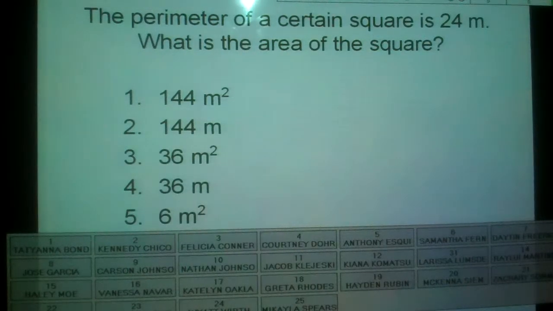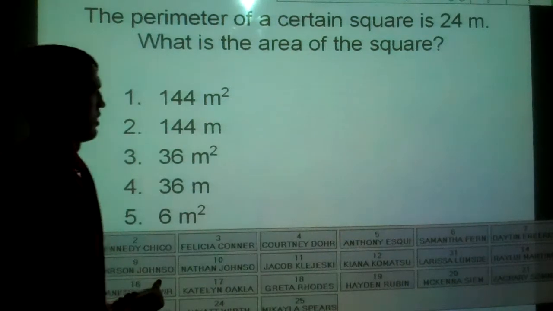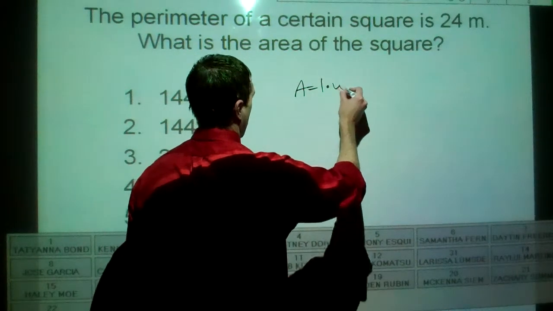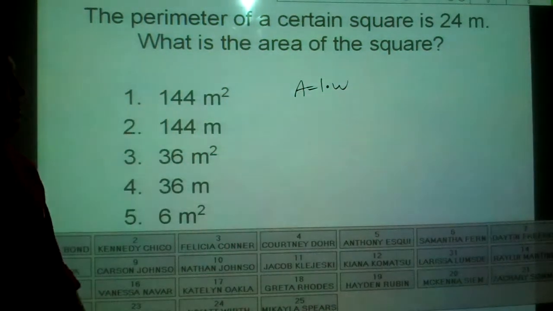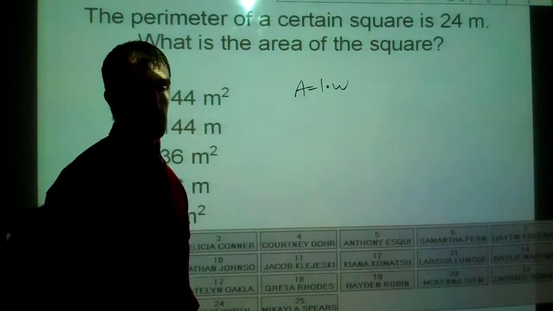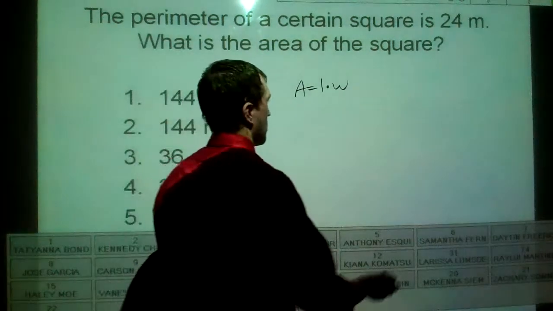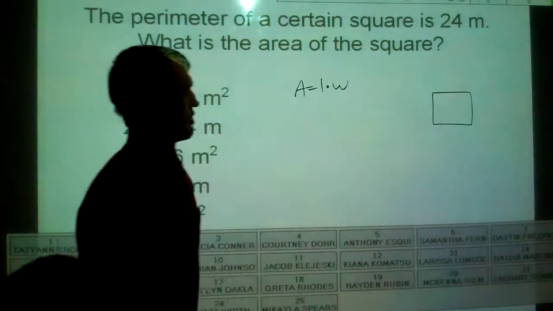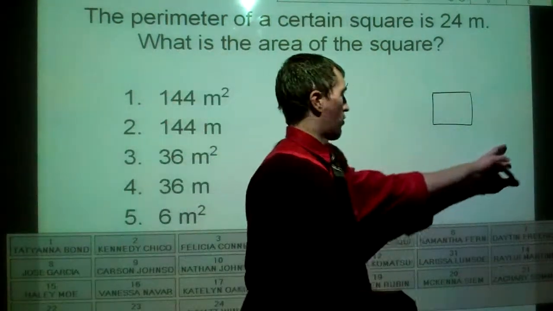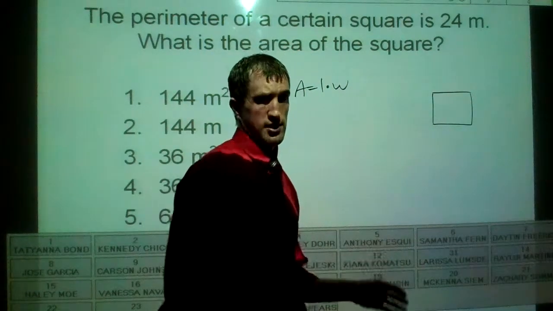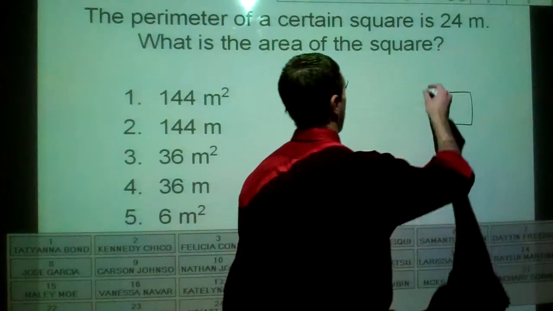Alright, the perimeter of a certain square is 24 meters. What is the area of the square? Alright, so for area, we know we need length times width. We have to find out what our length and width are. It's a square, so length and width should be the same thing. So we have a square, and we know the perimeter is 24. So distance around is 24, and all of these sides have to be the same. So 4 sides that all have to be the same. 24 divided by 4.